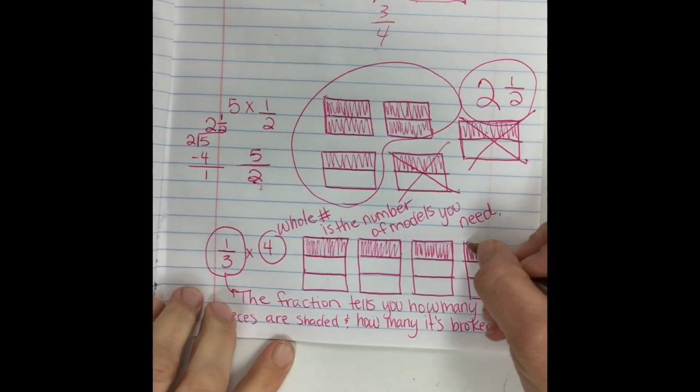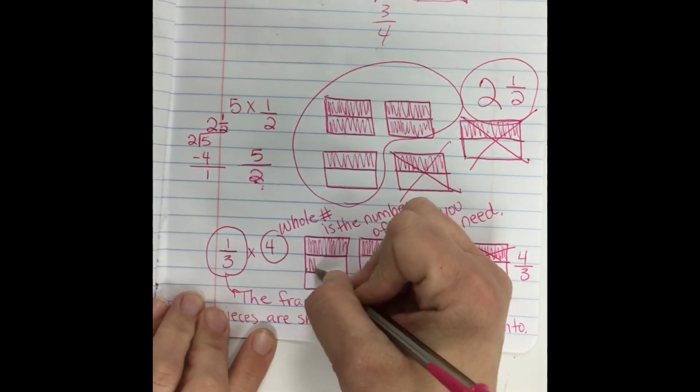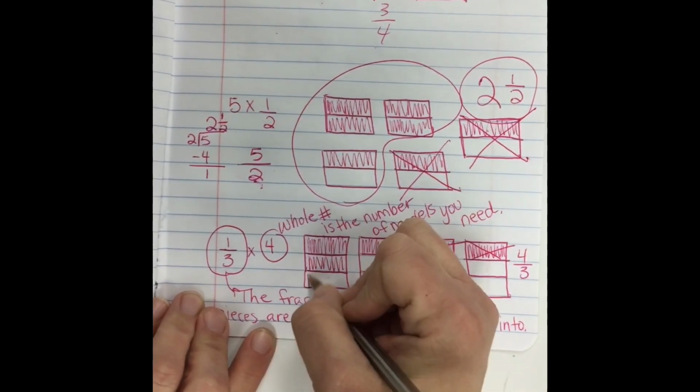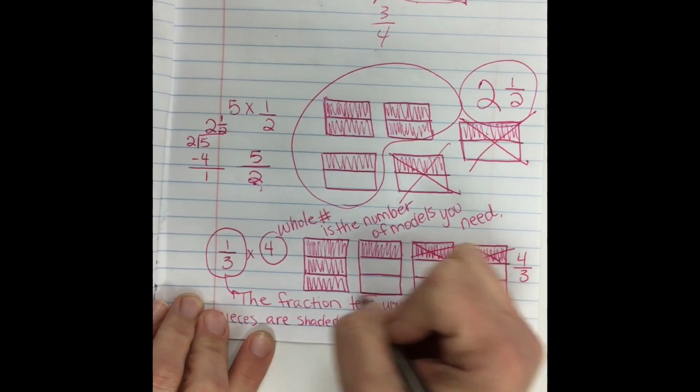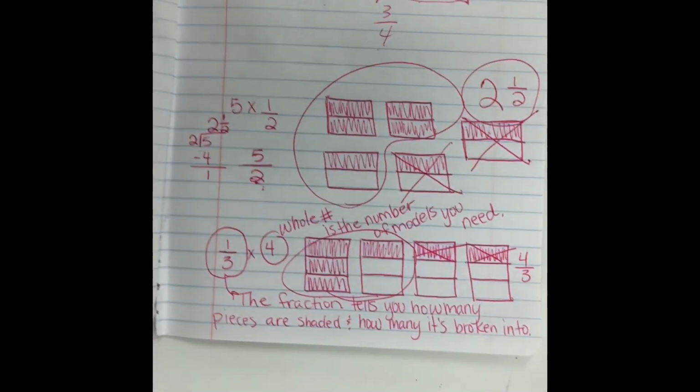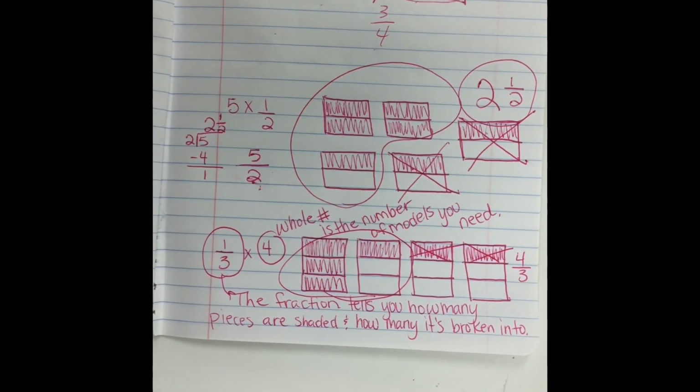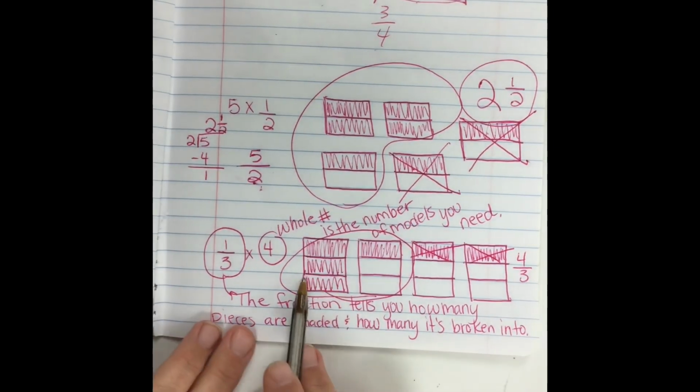So if I take this model, I'm going to move it over here. Take this model, I'm going to move it over here. I just made my mixed number without having to do any improper fraction division, right? My answer is 1 1/3.